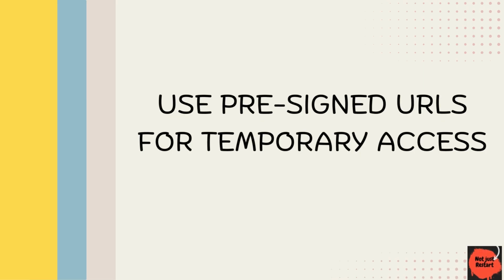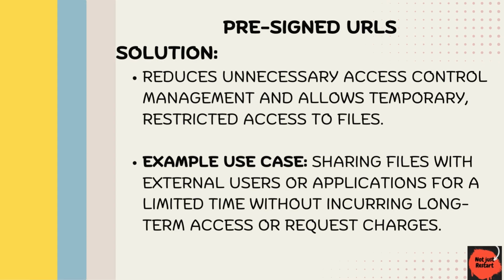Pre-signed URLs for temporary access. This is one of the important things that you have to consider in this section. Let's see what exactly we are going to talk about. Pre-signed URLs are another solution to reduce unnecessary access control management and allow temporary, restricted access to a file. For example, a use case is sharing files with external users or applications for a limited time without incurring long-term access or request charges.